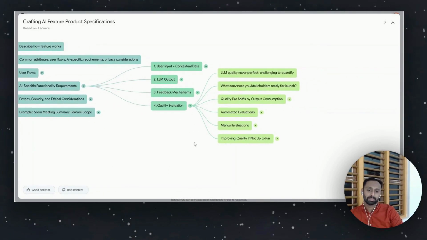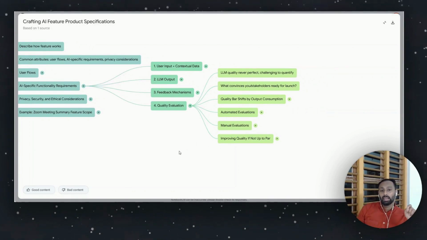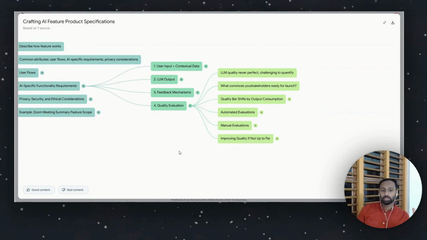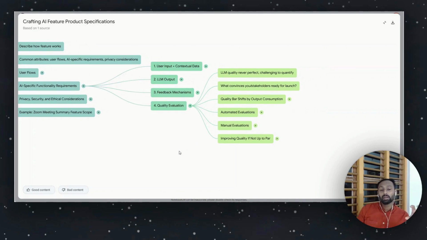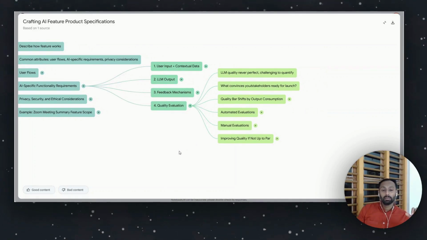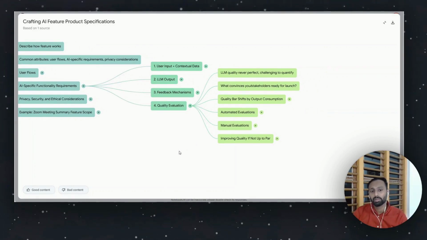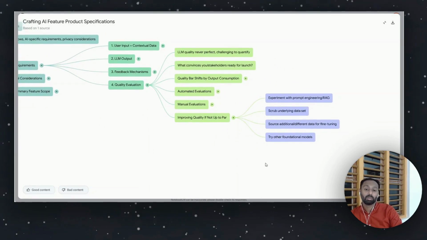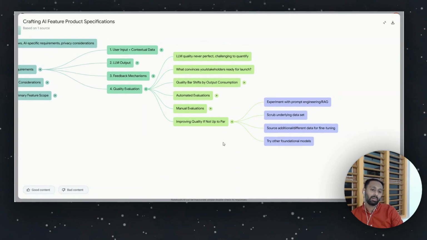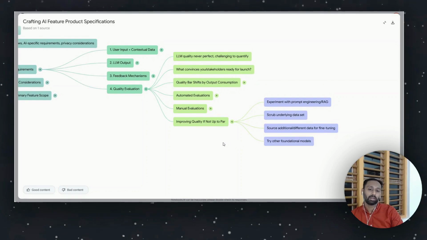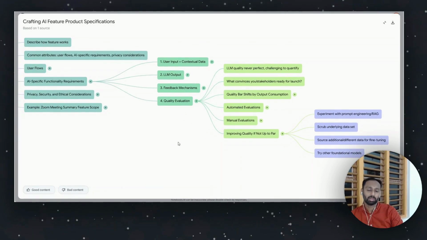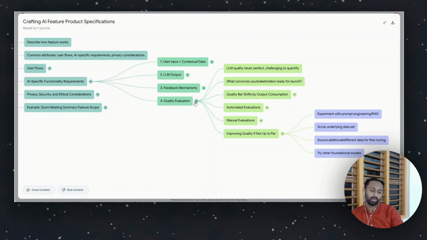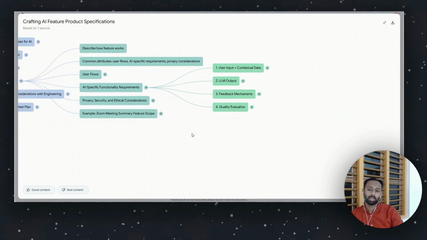Quality evaluation. LLM quality is never perfect, and it's a challenge to quantify. What convinces a stakeholder that it's ready? You should have a very clear evaluation set, automated evaluations, manual evaluations, mechanisms to improve quality. All these things should be really set, because otherwise, again, this is very specific to an AI feature. So that all needs to be thought through.